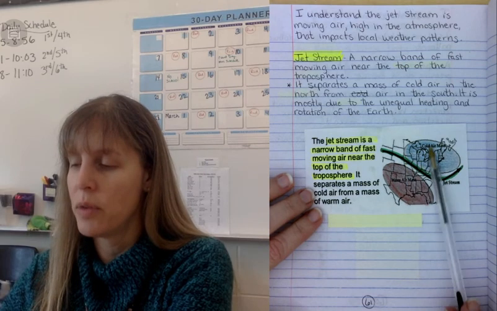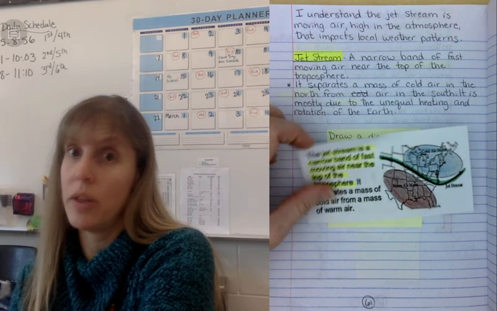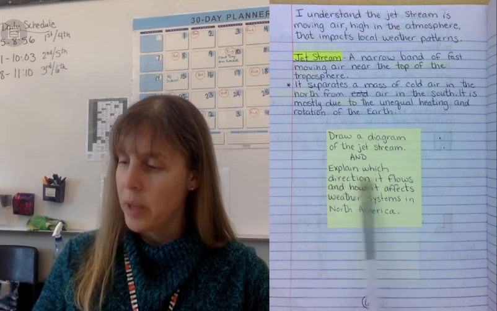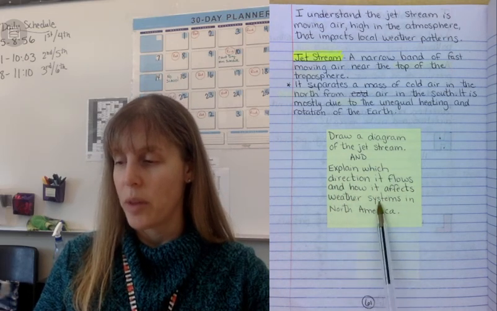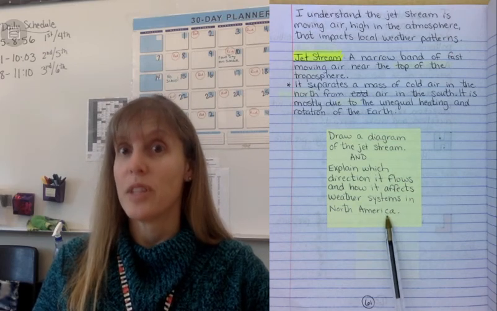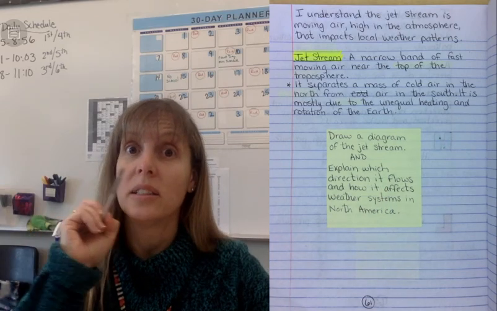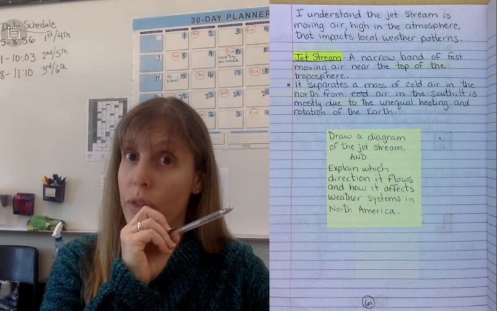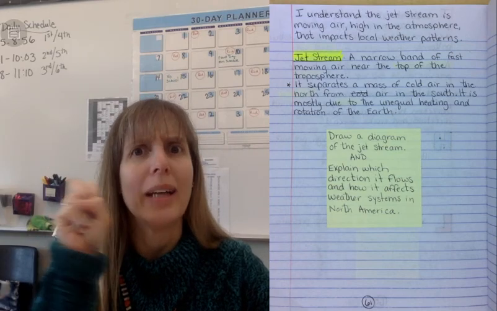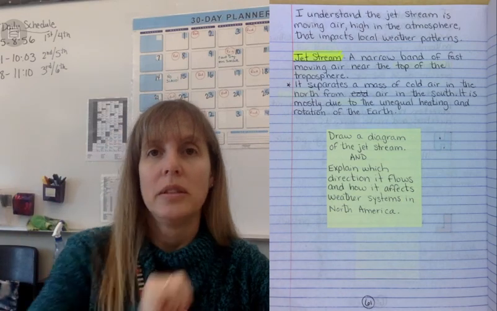And the jet stream moves up and down based on the rotation of the Earth and the winds and the high atmosphere. So you're also supposed to explain which direction it flows and how it affects weather systems in North America. Pretty sure we just covered that, but remember, the jet stream is like a river of air. It carries our weather from west to east in North America, from west to east. And what it does is it brings all that weather that direction, okay?